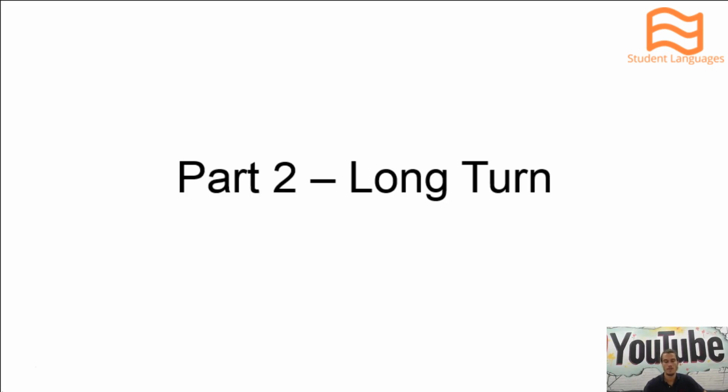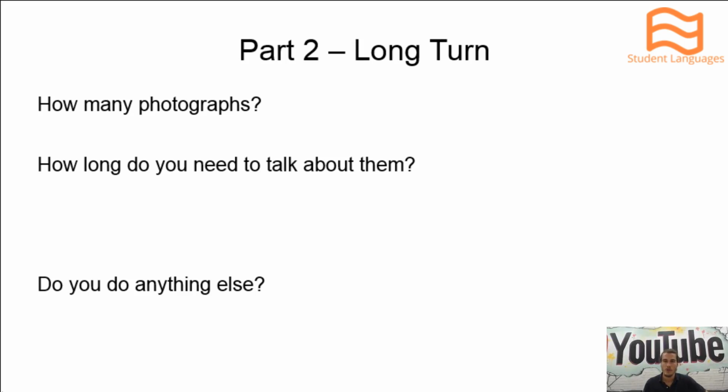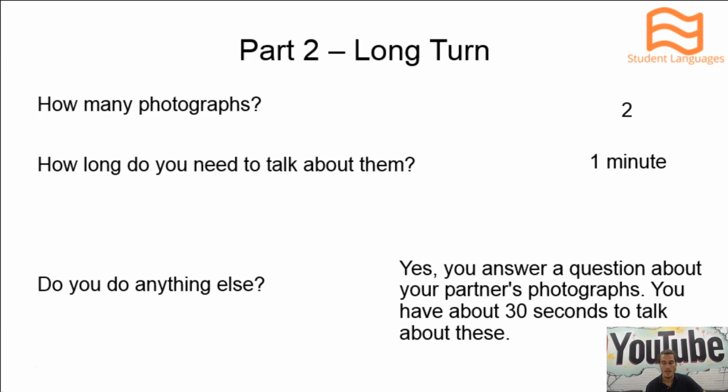Part 2, the long turn. How many photographs do you need to talk about in this part? 2 photographs. And how long do you need to talk about them for? 1 minute. You need to talk continuously about 2 photographs for a total of 1 minute. And do you do anything else? Yes. When your other candidate, who is doing the exam with you, is talking about their photographs, you need to listen to what that person is saying, because when they finish, the examiner will ask you a question about your partner's photographs. And you need to talk for about 30 seconds when you are answering this question about your partner's photographs.